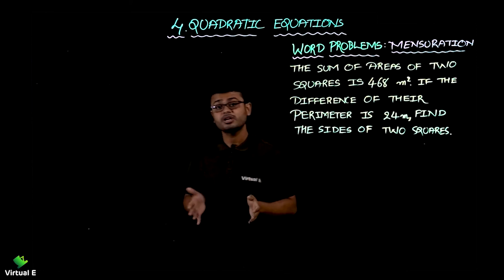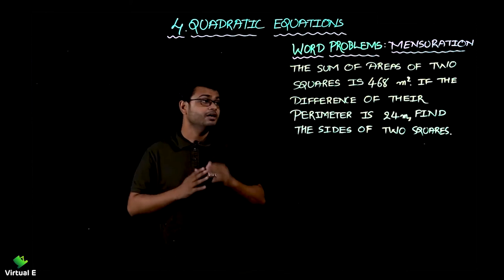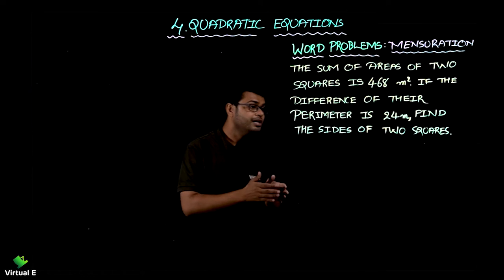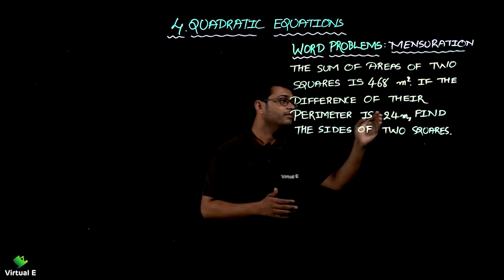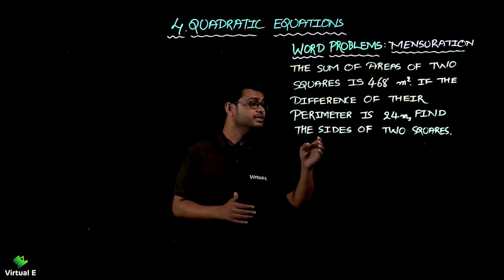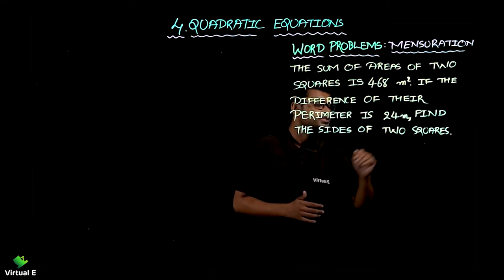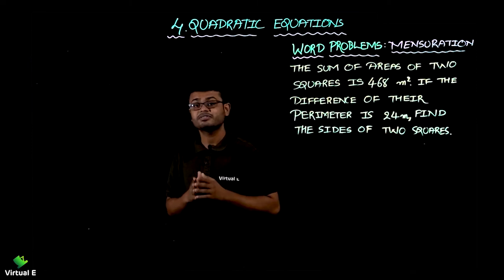Next condition: the difference of their perimeters is 24 meters. So information about perimeter is also given. If we take the difference of their perimeters, we are going to get 24 meters. Find the sides of the two squares. We need to find the sides of the two squares.